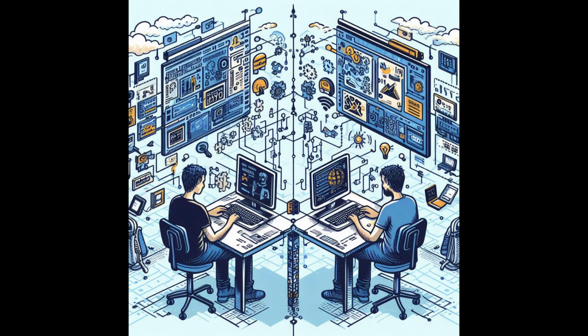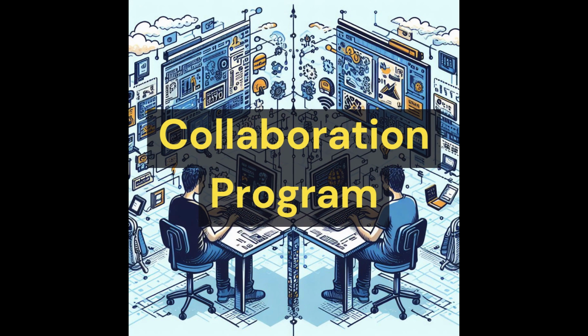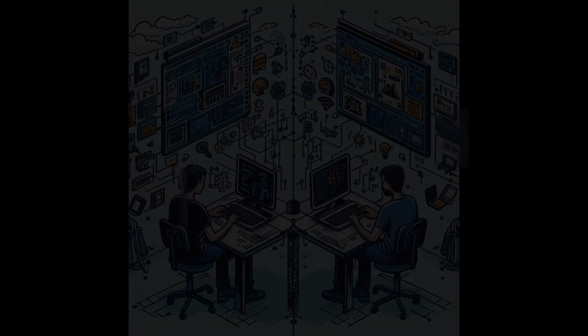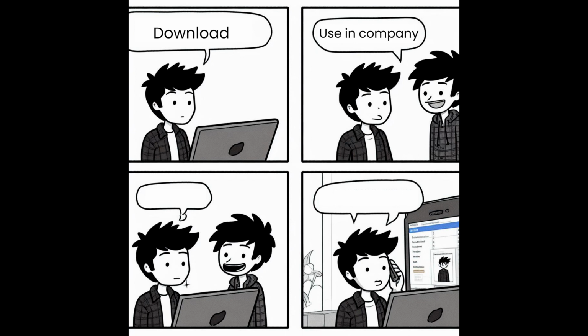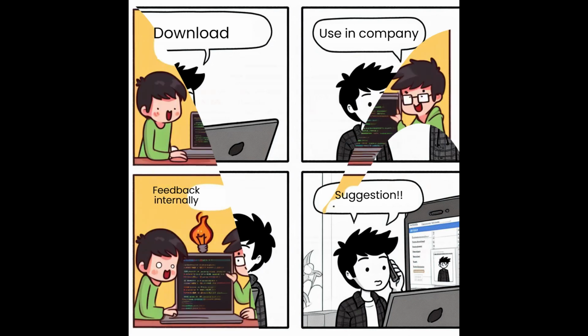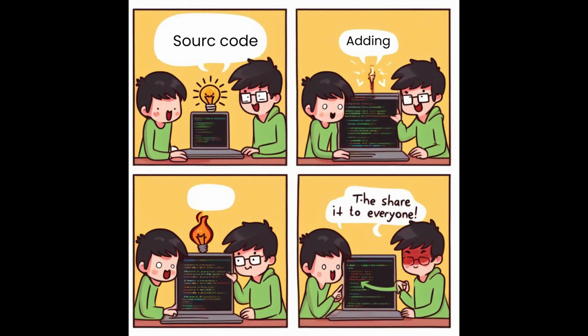But that's not all. If you're interested in our VSNet WMS Basic, we invite you to join our collaboration program. There are two ways you can collaborate with us. First, you can download and use our system, then provide feedback on what improvements can be made or what features you'd like to see added. Secondly, we're open to sending the source code to anyone who wants to add features to the software. And then, if you don't mind, you can send the new feature back to us to share to everyone in the collaboration group. But why are we doing this?